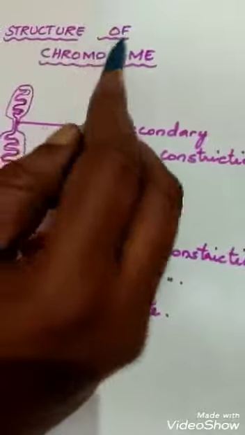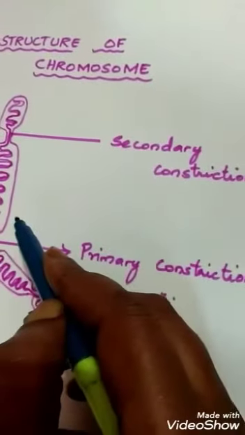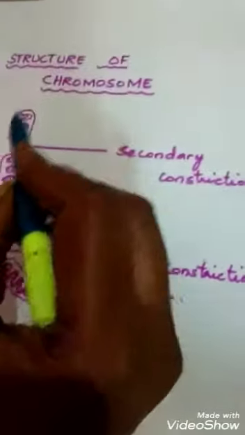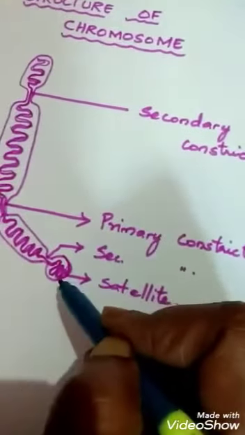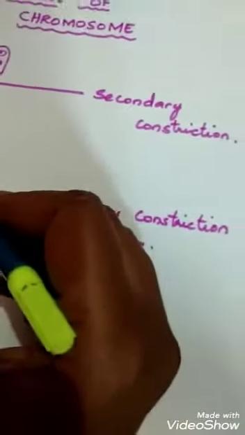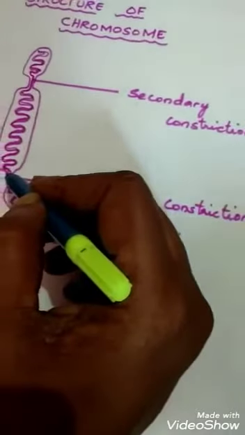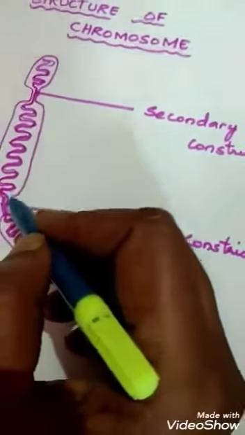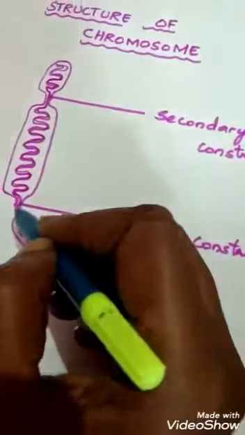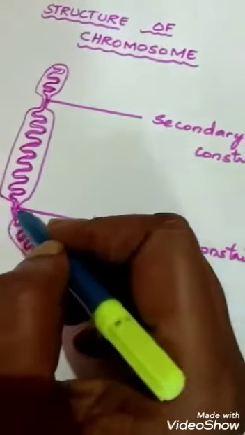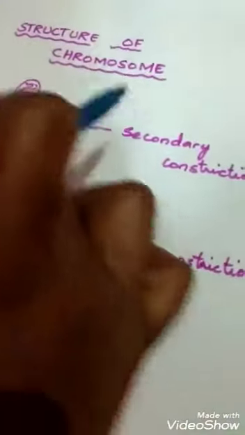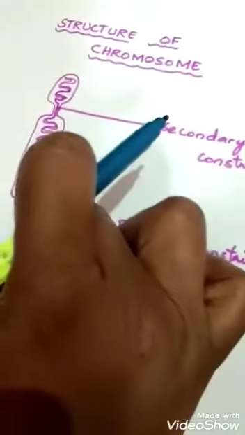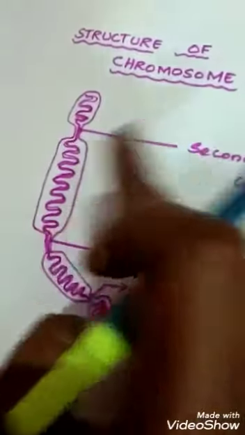Let's see the regions of the chromosomes. Chromosome has primary constriction, secondary constriction, telomere and satellite. Primary constriction or centromere is the region where spindle fibers attach to the chromosome during cell division. The two arms of the chromosome meet at this point, so it is known as primary constriction.